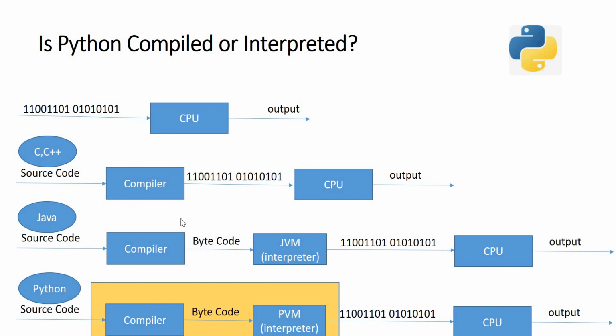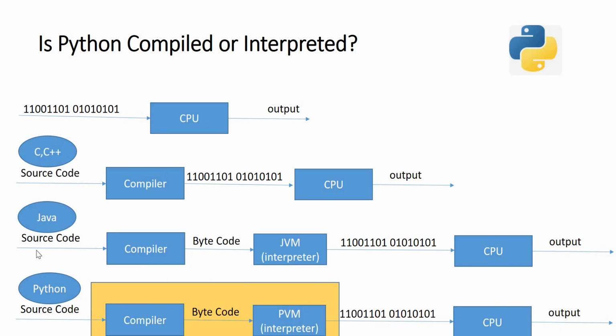Here the bytecode produced by the compiler on one machine can be executed by the JVM on the same machine or the JVM on another machine. That means the bytecode produced here is platform independent. It can be executed on any machine which has JVM. Here the bytecode is portable.